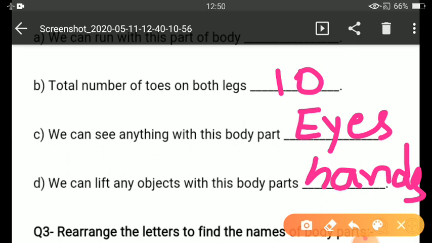What I told at that time, that with the help of our hand we can write, catch, throw, lift. So many things we are able to do with our hand. We can lift a bucket full of water with the help of our hand. If you want to lift a bucket which is full of water, how are you able to lift? With the help of your hands. Okay children, clear? So move to the next one.